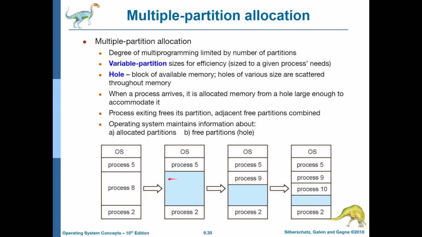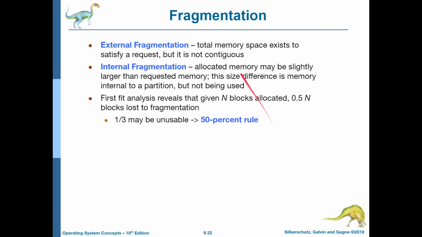External fragmentation is memory fragmentation that happens outside of the process's memory allocation space. So here we don't have any external fragmentation. It's one contiguous freed unit. But if process 9 were freed up and two holes were divided by process 10, these two holes would be considered external fragmentation.